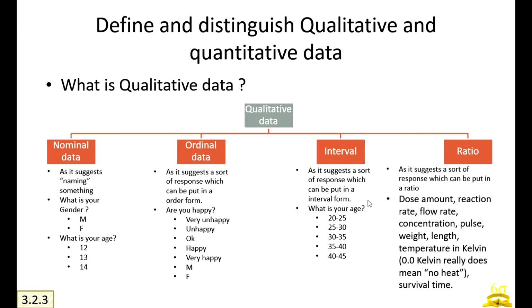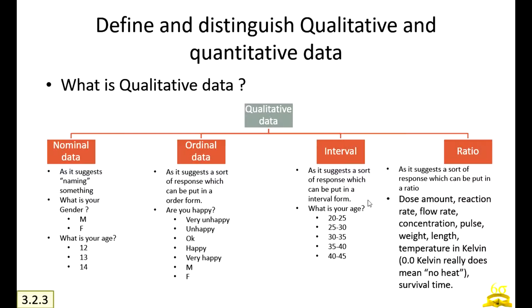Ratio is a sort of response which you can use in terms of different ratios. For example, medicine dosage. Dose 1 can be 6 ml, then dose 2 you can use 12 ml. Then the flow rate, suppose the water flow rate, right? So this many liters per minute, then I can multiply it. I can say for 5 minutes I just need to multiply by that number of liters per minute, right? Then pulse.